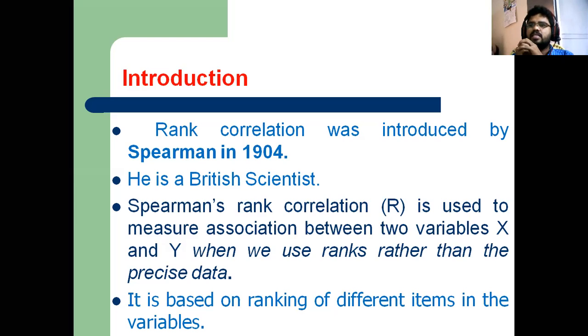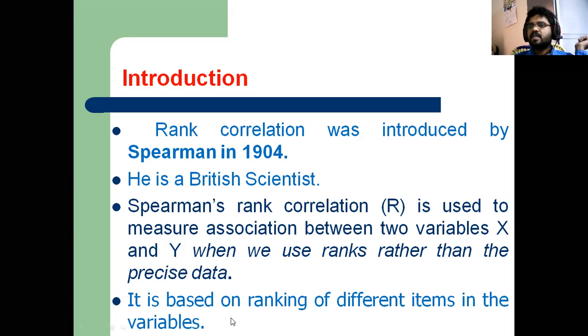The Spearman rank correlation will be used when we use ranks rather than the precise data. For example, when the data is qualitative in nature, such as beauty, honesty, taste or preferences, we can use the Spearman rank correlation. Sometimes they will give the data in terms of precise data, then we can convert it into ranks. For example, if they give the data in marks, we need to convert it into ranks. Then only we can do the rank correlation.